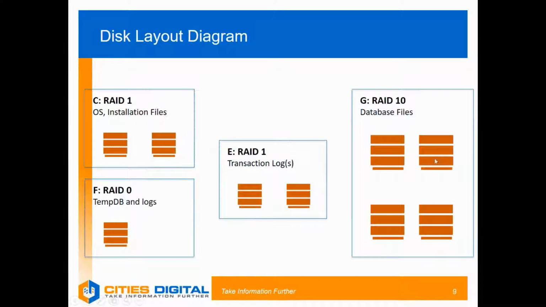All right, moving on. So this is a disk layout diagram of the various arrays that you can use for Laserfiche and the databases. Ideally you'd have a RAID 1 array on C, which contains the OS and the Laserfiche installation files. Then we'd have a RAID 0 on F that contains the TempDB and log files. And then on the E drive, which is a RAID 1, we'd have transaction logs for the databases. And then, of course, on RAID 10, which might be a G drive, we'd have the actual database files themselves.